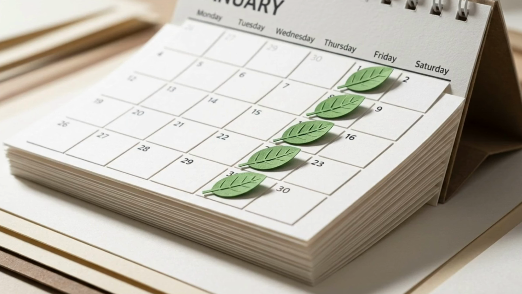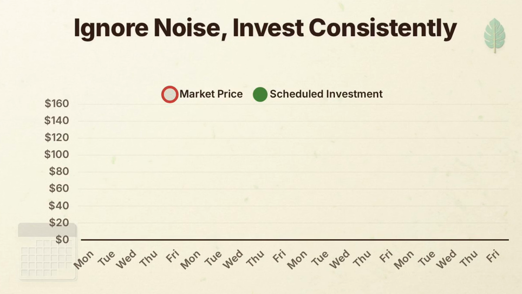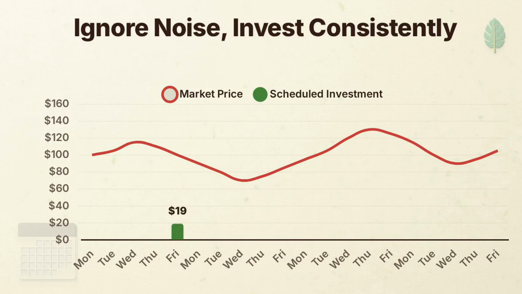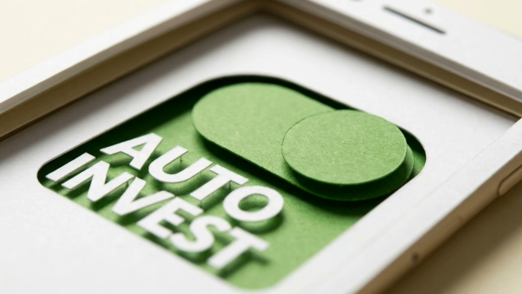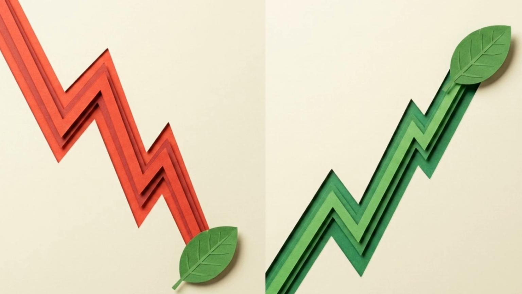We call this dollar cost averaging. You invest a set amount on a recurring schedule, like every Friday, regardless of whether the market is currently up or down. Dollar cost averaging removes human emotion from the process. It ensures you keep buying through every market cycle without having to make a difficult decision.